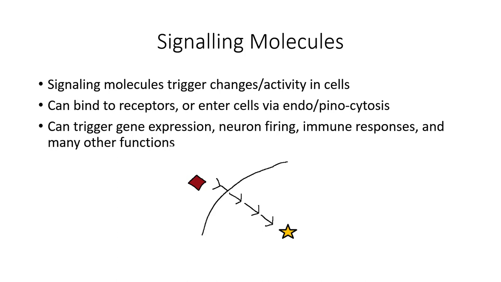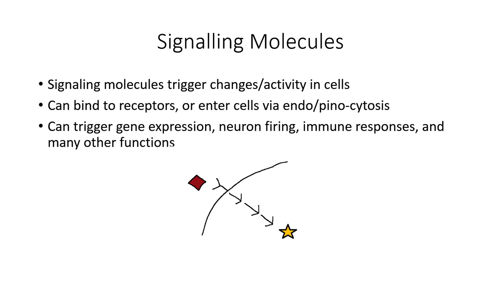A signaling molecule is a molecule that triggers a change or some activity in a cell, induces some sort of response. So this can happen by the molecule, which in this drawing here is this red square or diamond, either binding to a receptor and triggering some activity within the cell, or it can actually be taken in via endocytosis or pinocytosis, and then trigger some activity within the cell.